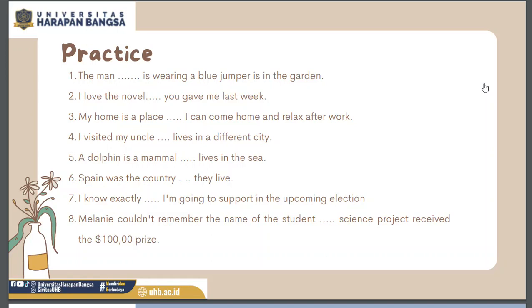Melanie couldn't remember the name of the student blank science project received the $100,000 prize. We lost number 10 here. I'm so sorry. Okay, so what do you think the answer is?